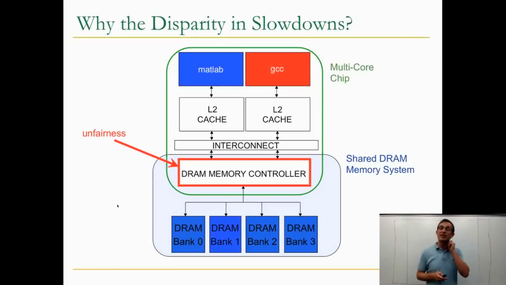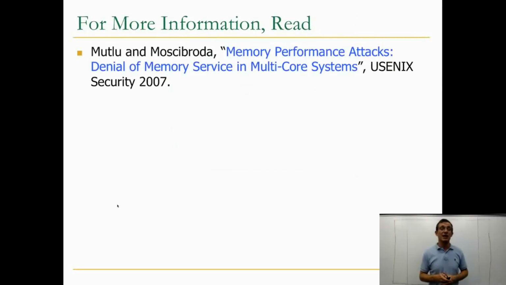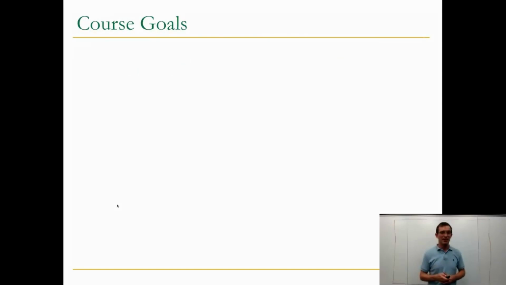Why does the disparity in slowdowns happen? Understanding why this happens is important, and that's the subject of computer architecture. We will cover this in more detail. This is just a teaser for you to read this paper. We've written this paper in the USENIX Security 2007 conference that describes the issue and the underlying causes. Even though we will cover this later, I would encourage you to read this paper.